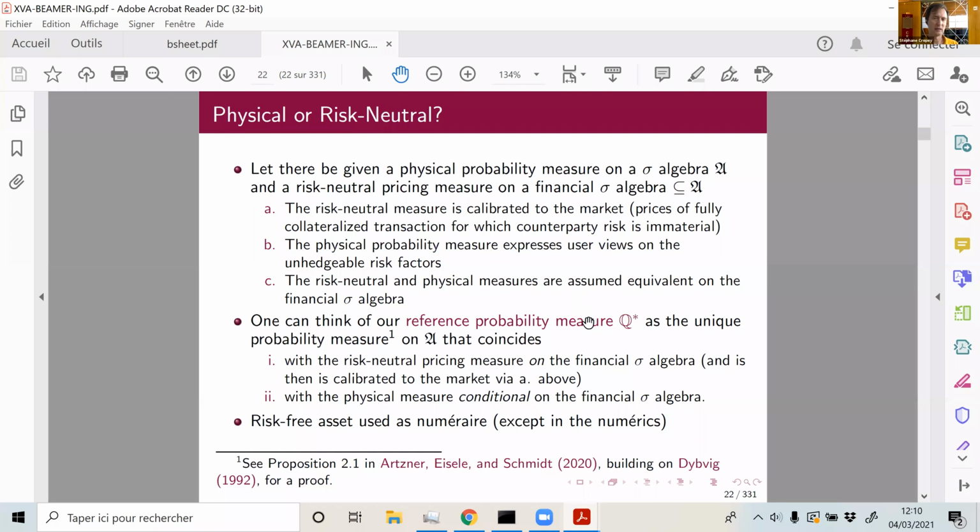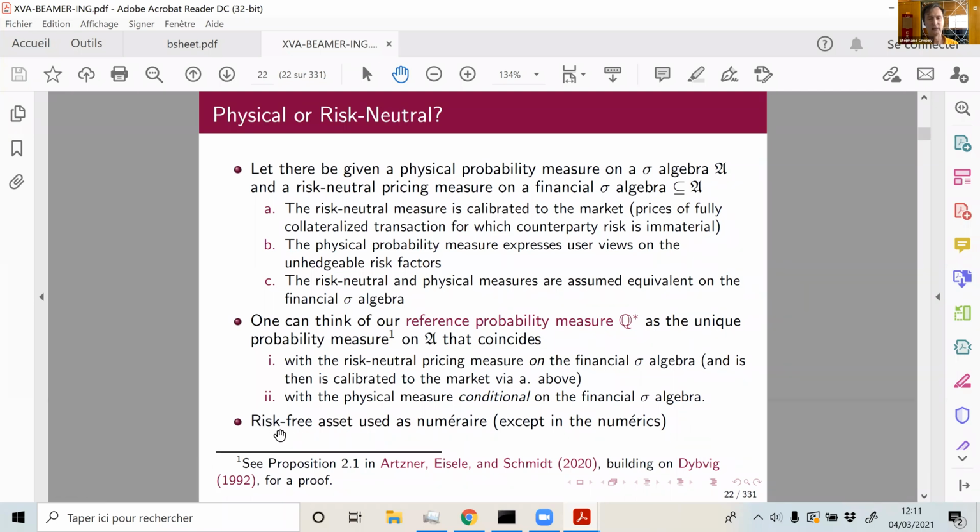And then our Q star is a probability measure on the full sigma algebra, which can be shown to be uniquely defined, so that it coincides with the risk neutral pricing measure on the financial sigma algebra, and it coincides with the physical measure conditional on the financial sigma algebra. So it's not difficult to show that these two conditions determine a unique measure Q star, and this is the one we have in mind when we say expectation of this or expected shortfall of that.